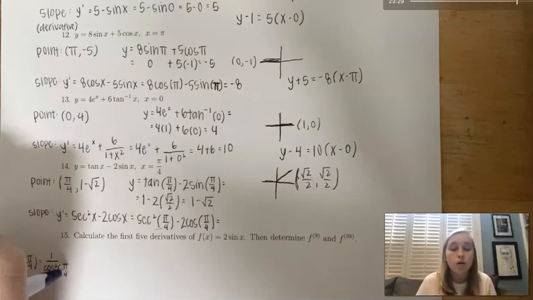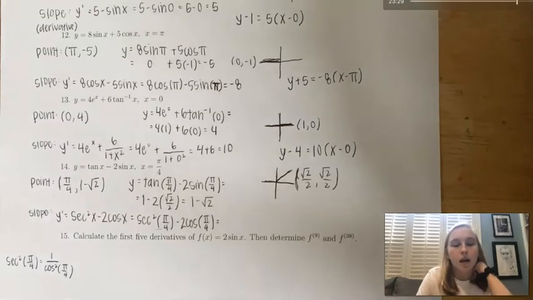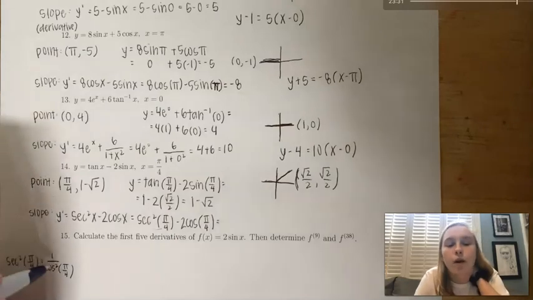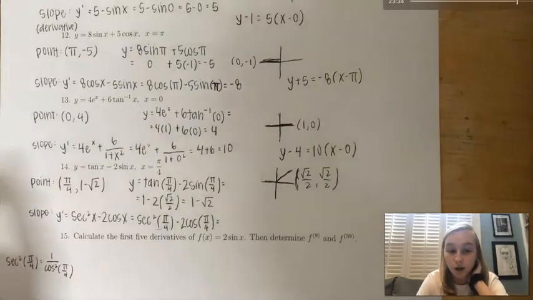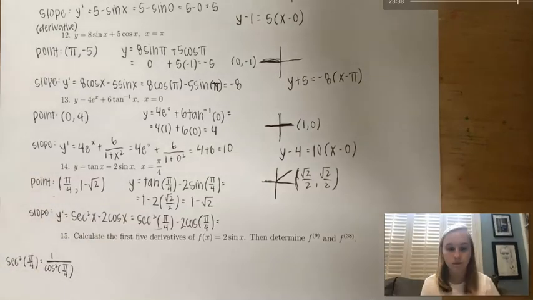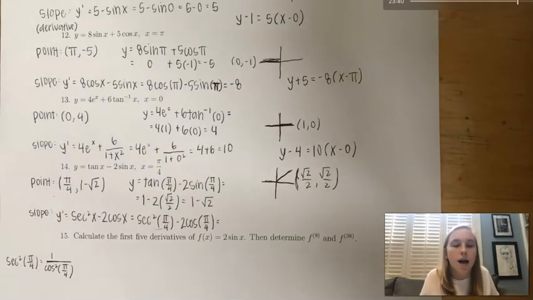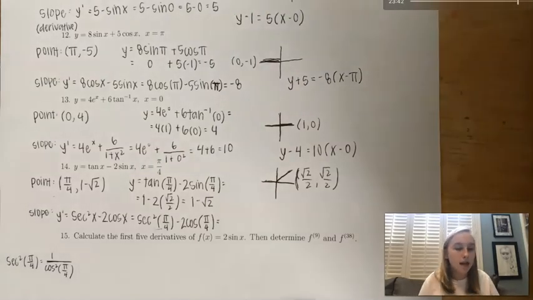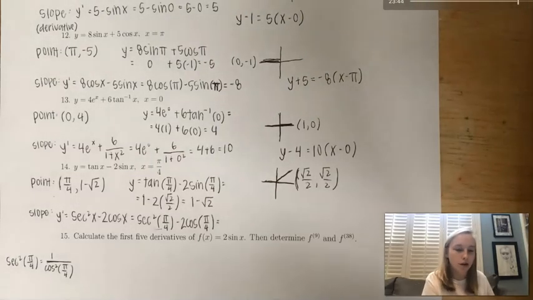Okay, so secant ultimately means 1 over cosine. It's a fancy way of saying that. So secant squared really equals 1 over cosine squared. So that's all I'm writing out right now. Secant squared of pi over 4 really equals 1 over cosine squared of pi over 4. So, not too bad.